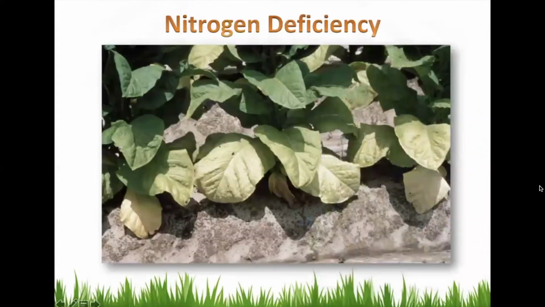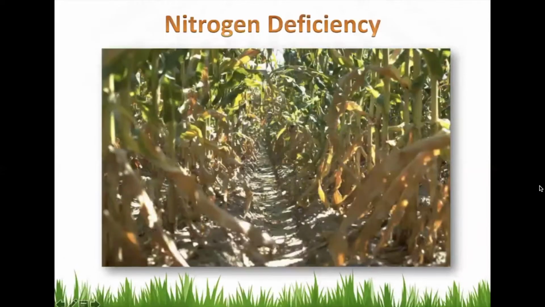Here you can see that the lower leaves and the older leaves are a lot yellower, and the newer leaves have a lighter green tone to them. Here again with the maize, we have the lower leaves with more chlorosis. The leaves are chlorotic and somewhat necrotic, and then the upper leaves are green.